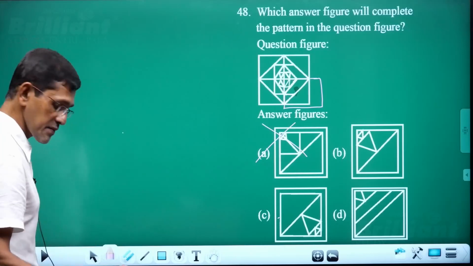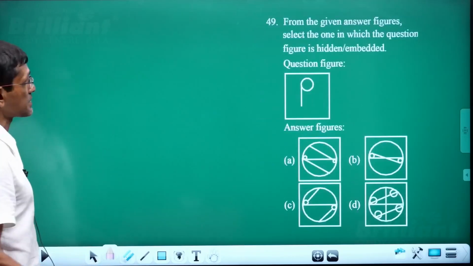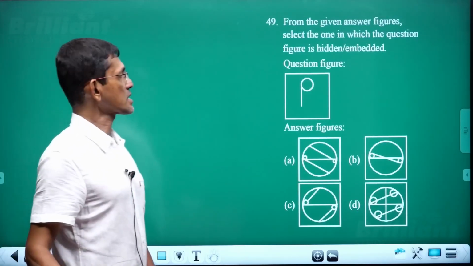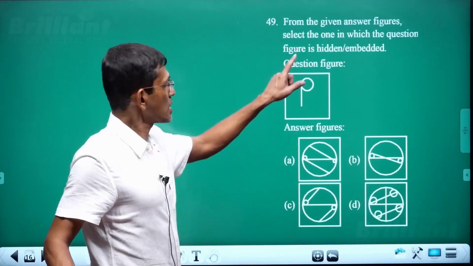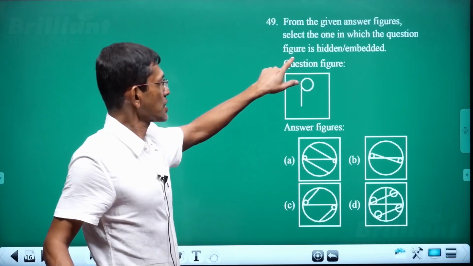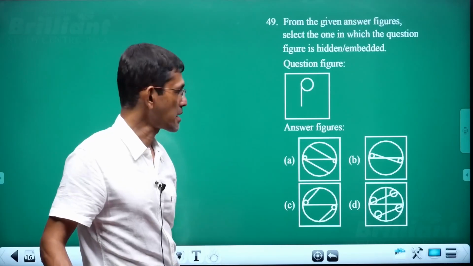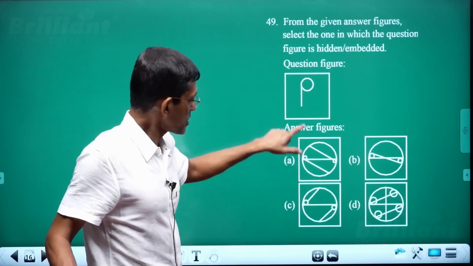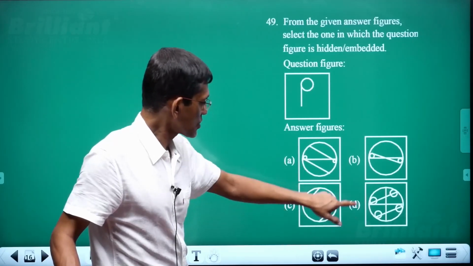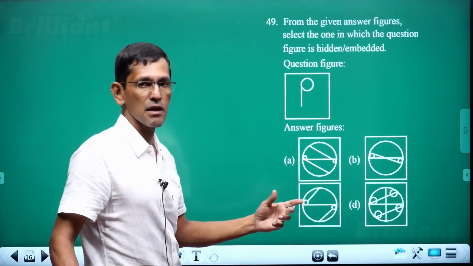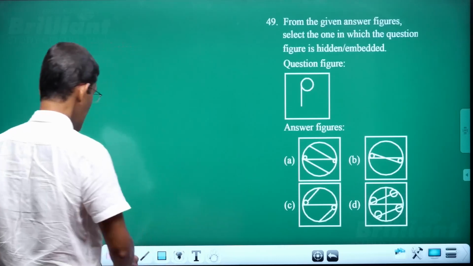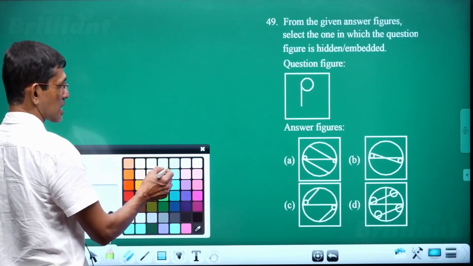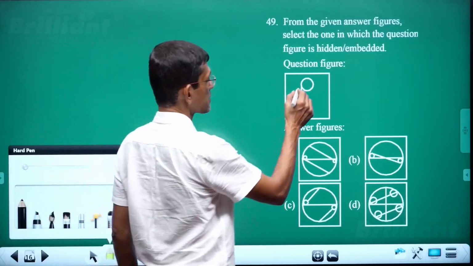Okay, so that's question number 48. We go for 49. From the given answer figures, select the one in which the question figure is hidden or embedded. So this is the question figure. Which among the answer choices has the question figure hidden, embedded? First of all, take a closer look at that question figure. So here we have a line.